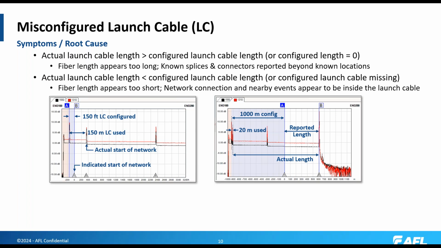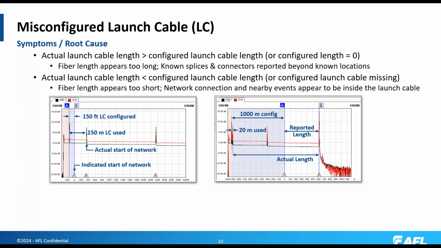The reverse of that could happen where you configured a launch cable too long. In this case, we configured a 1,000-meter launch cable, but only a 20-meter launch cable was used. The OTDR interprets the start of the network at the end of that 1,000-meter launch cable. So that's distance 0. And the reported length to the end is the distance from event 1 at 0 distance and event 2, when in fact the actual length would have been from the end of that 20-meter launch cable out to the end.